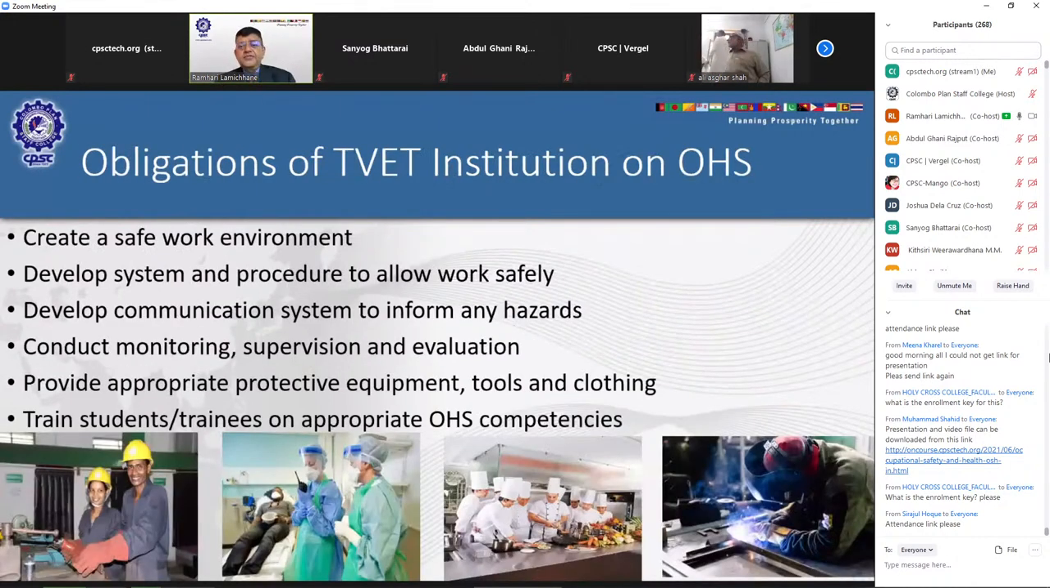Another is the obligation of TVET institutions on OHS. All of us are in TVET institutions. So what is the obligation of a TVET institution on occupational health and safety? You see, create a safe work environment. That is the number one obligation of a TVET institution. We have to create a safe work environment based on the national occupational health and safety norms, rules, laws, and whatever standard we have to maintain.